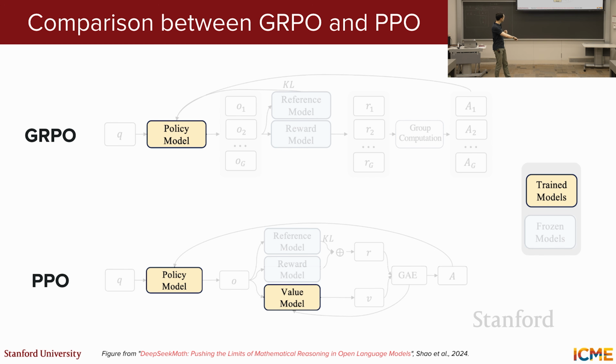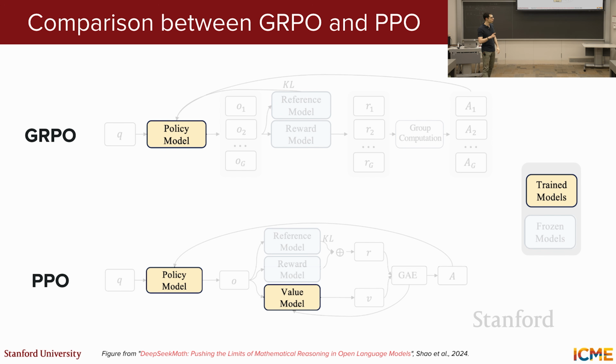Now, what is different is the models that we train. In the GRPO case, we only train the policy model, whereas in the PPO case, we train the policy model and the value function, the value model. And this is the key difference.